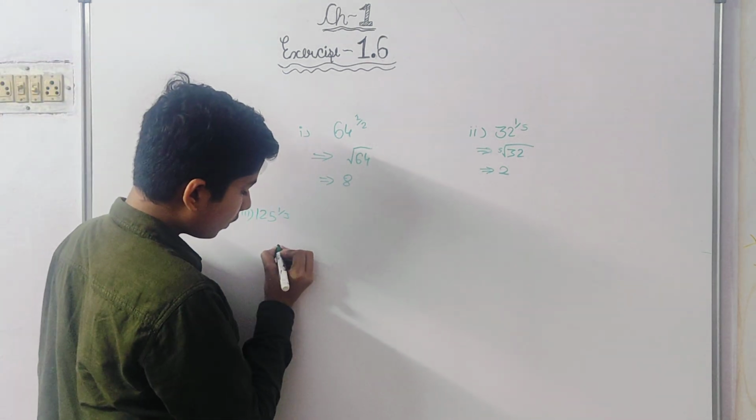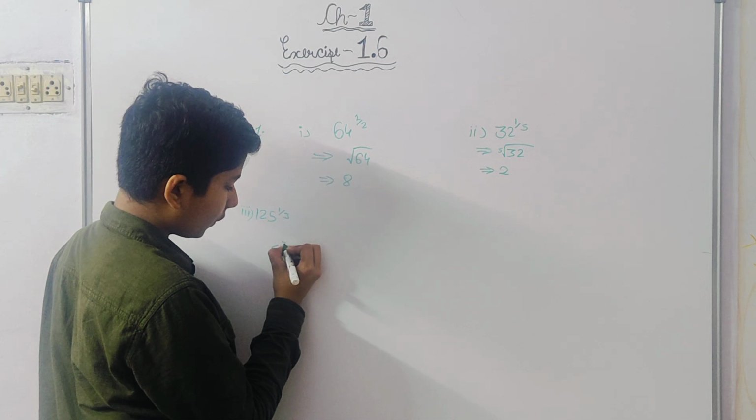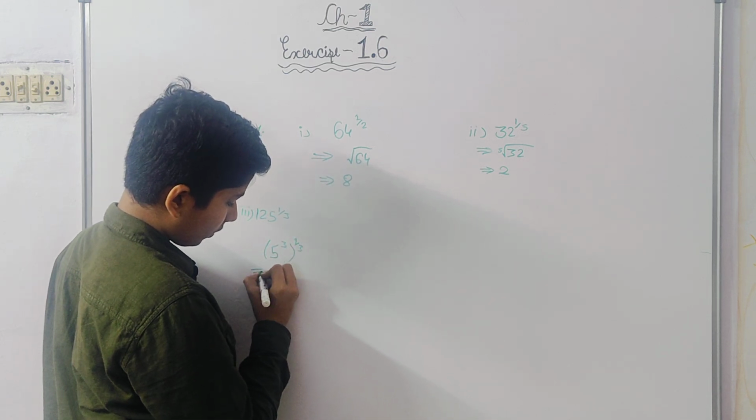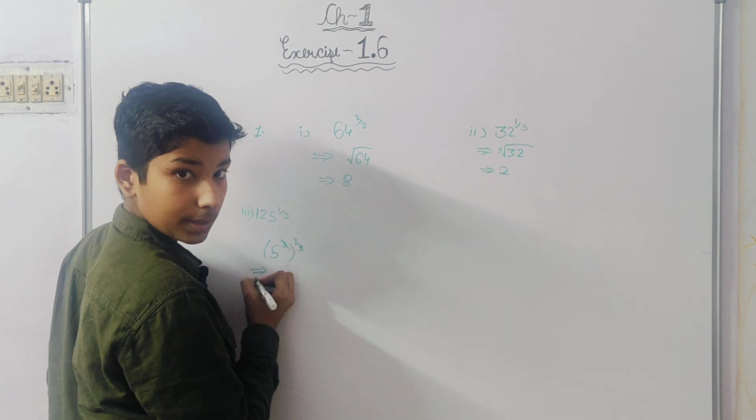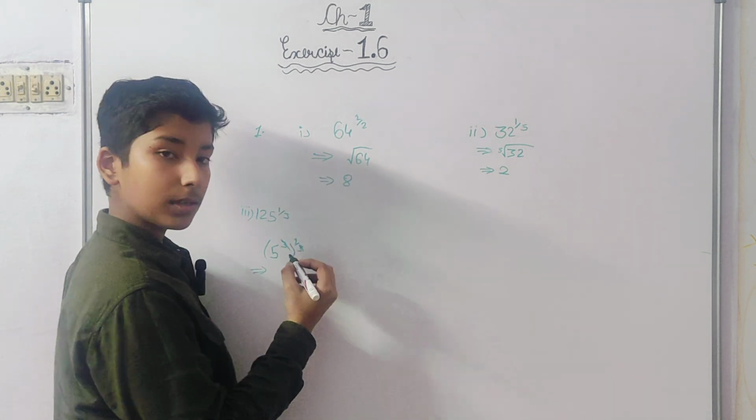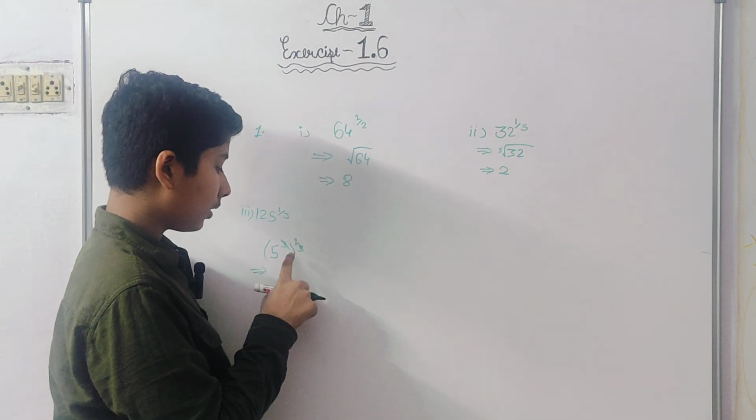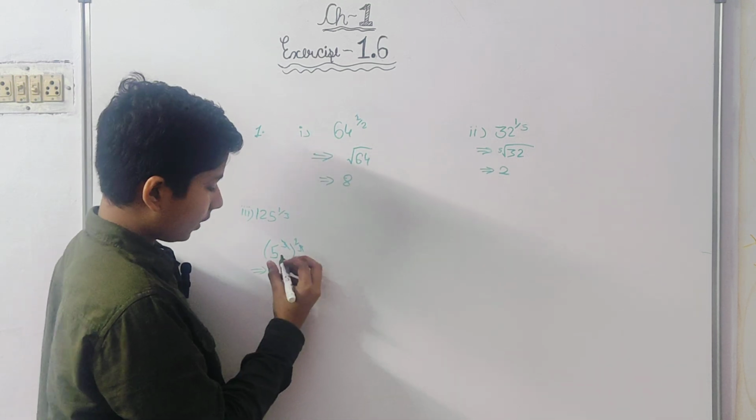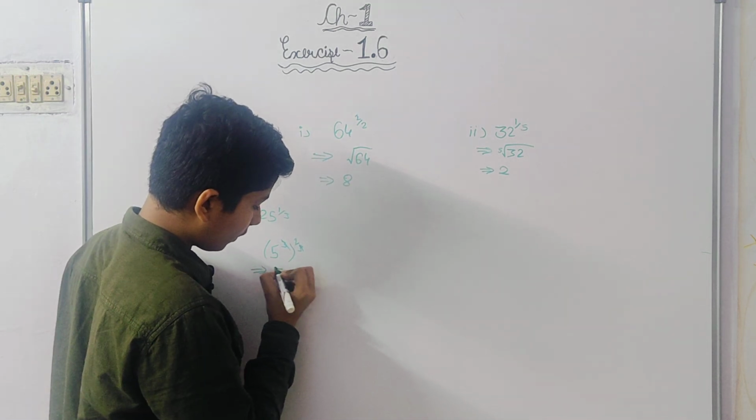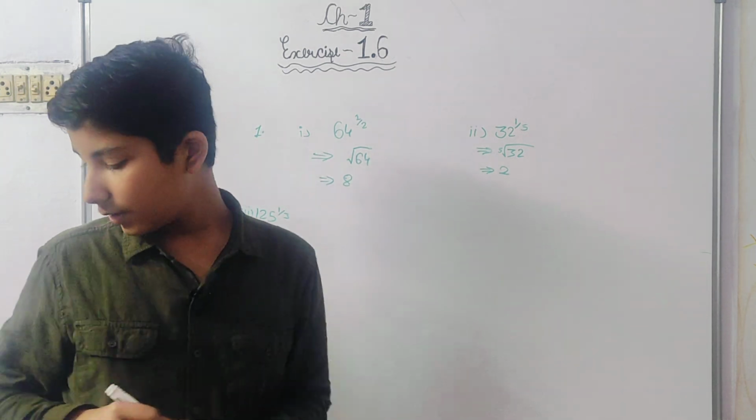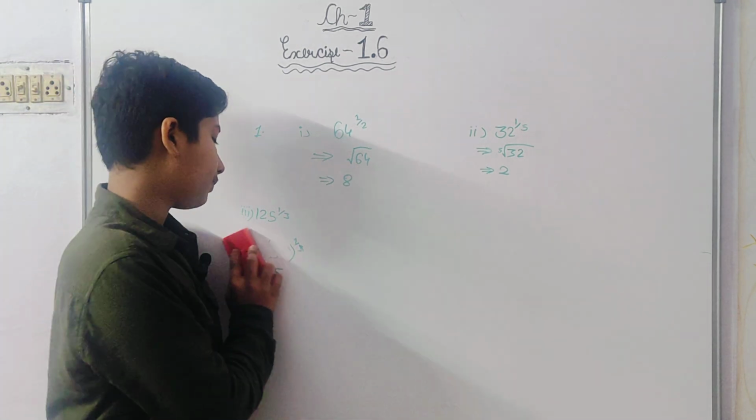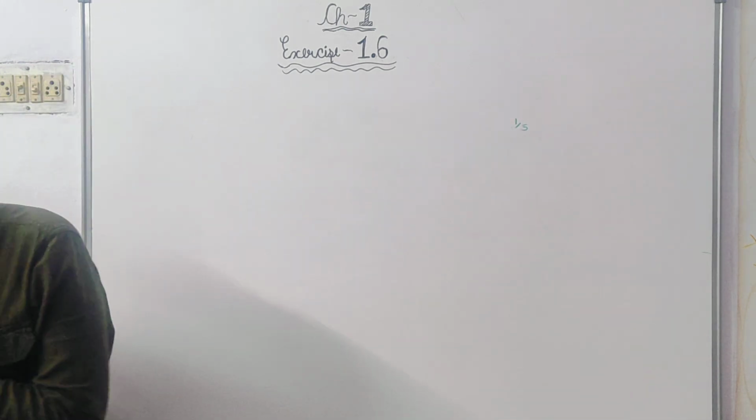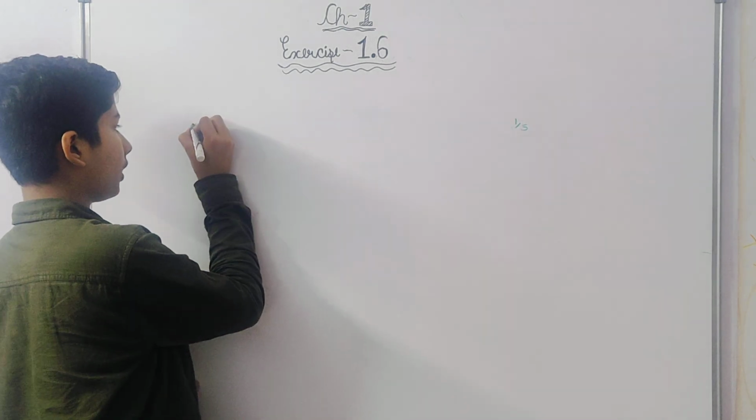We all know 125 is the cube of 5. So 5 cube to the power 1 by 3. The 3 would be cancelled by 3, because the powers separated by brackets always get multiplied. So it would be 5. Our answer is 5. Now let's come to our next question. Let me erase this all. Second question.